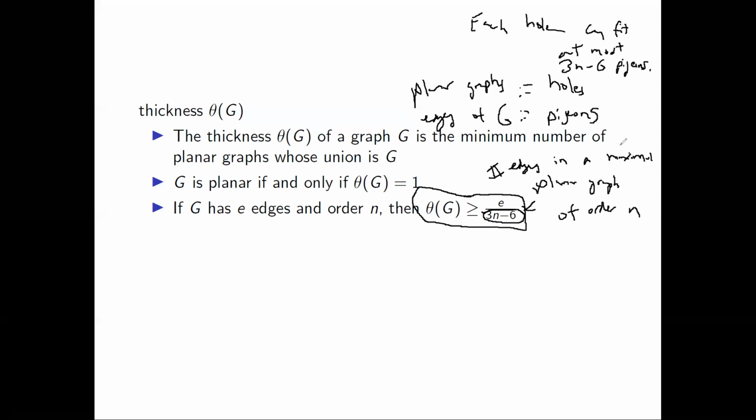So all that we're saying here is that theta of G, the thickness, which is the number of planar graphs, which is the number of holes, is just greater than or equal to the number of edges, which is the number of pigeons, divided by the most number of pigeons we can fit in each hole.